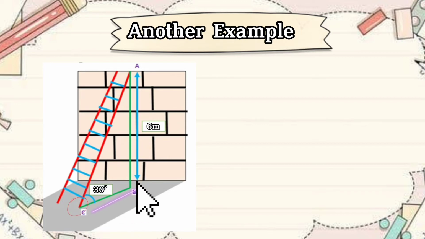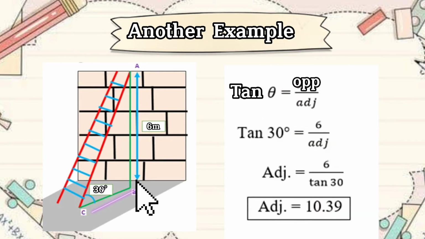So, we can use here the formula of tangent, which is opposite over adjacent. Our theta here is 30 degrees and our opposite here is the 6 meters. Right? Now, what we are looking for here is this, because this is the foot of the ladder and the wall. So, we represent it as the adjacent.